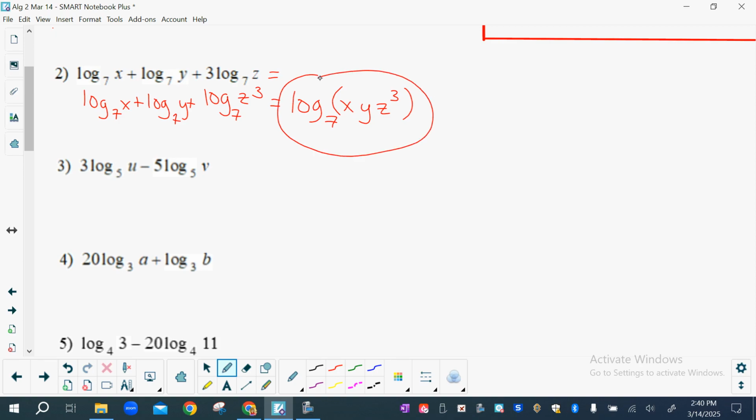Does that make sense? If you were not here yesterday, it's going to be hard for you. You're going to need to go back and look at what we did yesterday. So number 3. What do we do first on number 3? Multiply 3. We need to do something with this 3. What are we going to do with the 3?